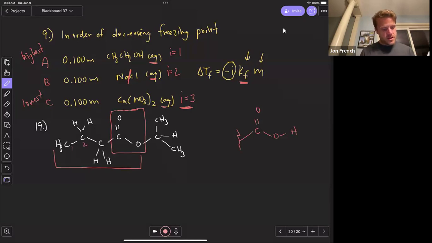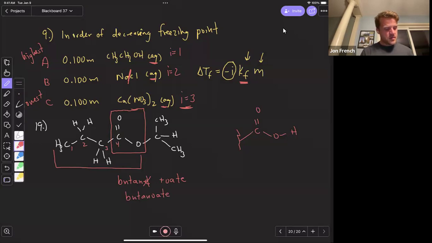In that part, I've got 1, 2, 3, 4 carbons. So 4 carbons would be butane, but we drop the E and add OATE to indicate that I've got an ester present. So butanoate. And then my prefix is going to come from the other half of the molecule. My other half of the molecule has got 1, 2, 3 carbons in it. If it was a straight chain, it would be propyl butanoate.